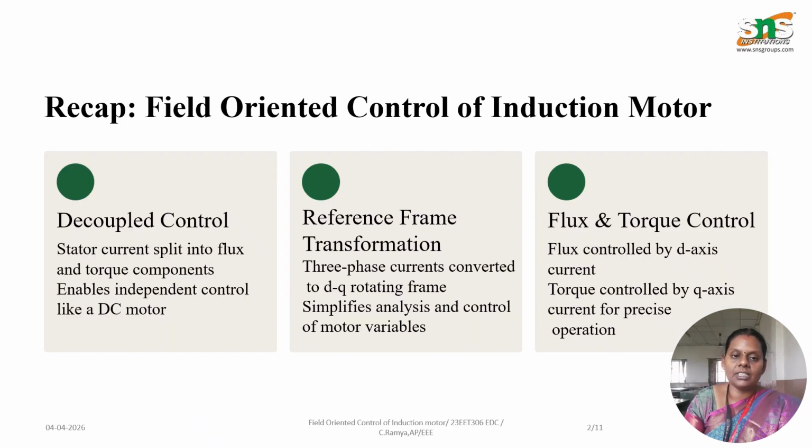Let us start with a quick recap of field-oriented control. FOC enables decoupled control where the stator current is split into two main components: one is flux, another one is torque. This makes the AC motor behave similar to a DC motor. Using reference frame transformations, three-phase currents are converted into rotating DQ frames. Here, the D-axis controls the flux and the Q-axis controls the torque, which allows precise and independent control.